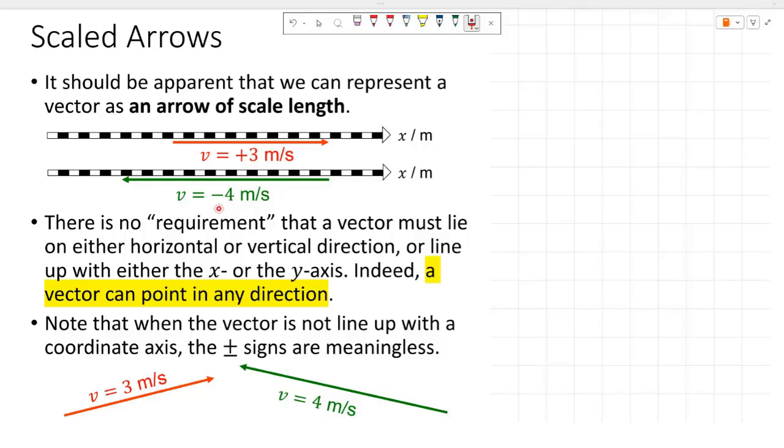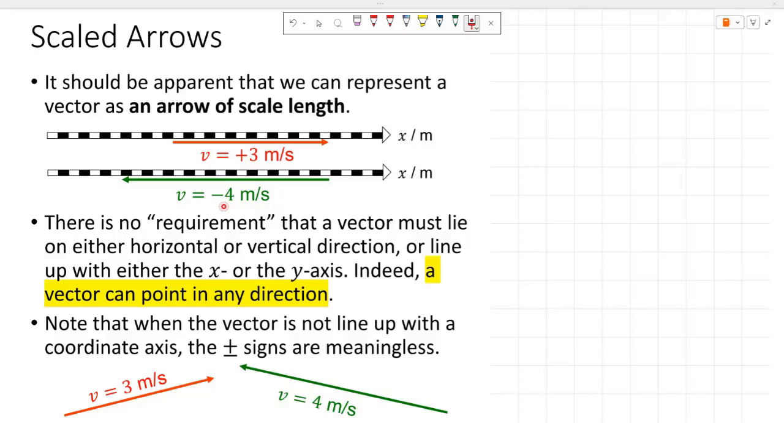So the velocity with a magnitude of 4 meters per second is larger than the velocity with a magnitude of 3 meters per second. That's why you better draw the arrow a little bit longer, so that your reader is not going to be confused. And again, remember that this negative sign only represents a direction.